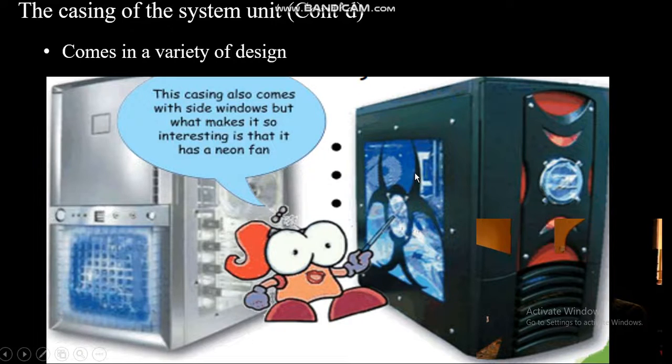So we have different types of CPU. As I told you earlier, we have different brands, different companies. This is just another one. For example, this one is mostly for gaming or programming. They're quite strong CPUs, and there are different varieties of design.